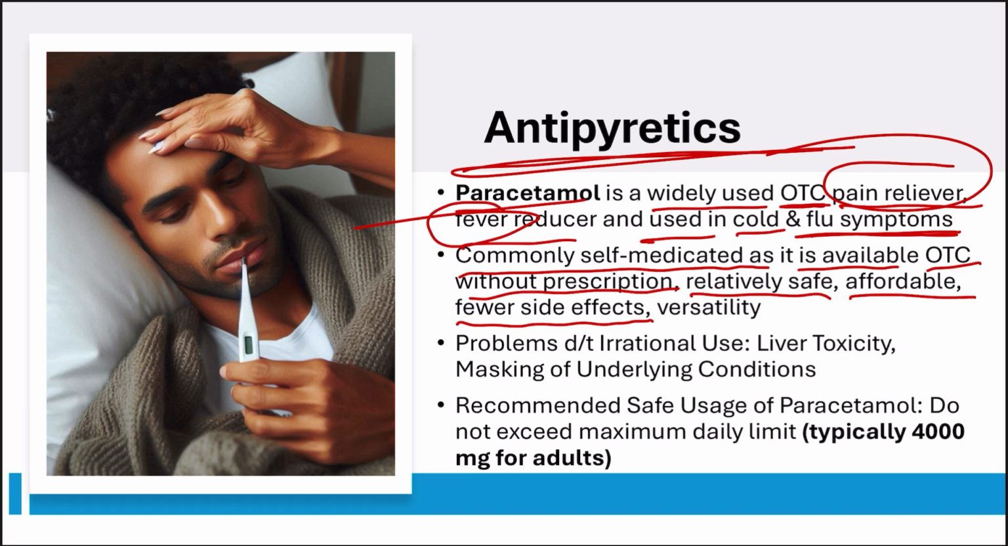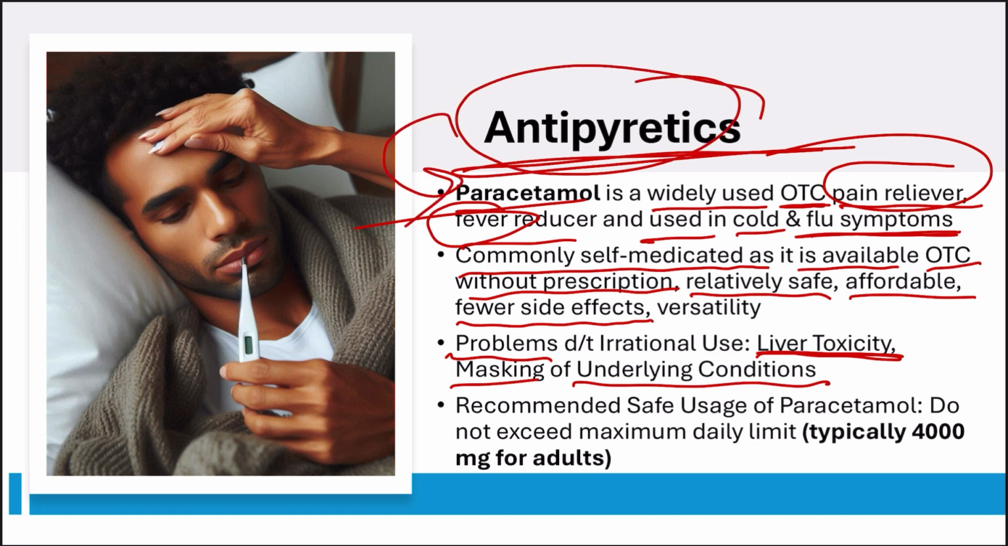That is why irrational use of paracetamol occurs, and this leads to several problems like liver toxicity when we take paracetamol at a very high dose, and it also masks the underlying condition. That is, fever is basically a symptom of an underlying disease, which is usually masked when we control the fever with the help of antipyretics like paracetamol. Coming to the recommended safe usage of paracetamol, it should not exceed a maximum daily limit of 4000 milligrams in adults. If it goes beyond 4000 milligrams per day in adults, it will be considered paracetamol toxicity.